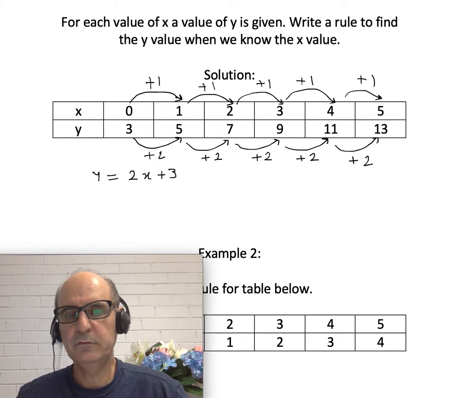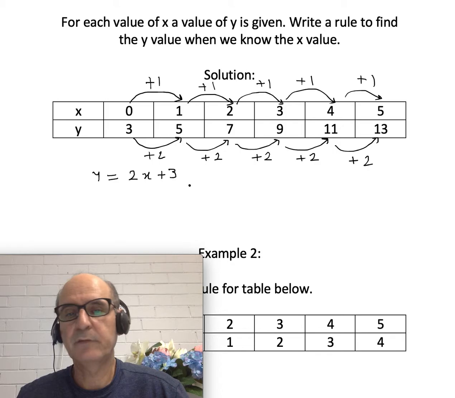Okay, so that is how you find the rule. All you need to do, look at the increase in x if it is 1, and look at the increase in y. Whatever the increase in y is going to be the coefficient of x. Then plus a value. What is that value? The value of y when x is 0. Value of y is 3 when x is 0. So I put 3 here. Now you can check that this works for all values.